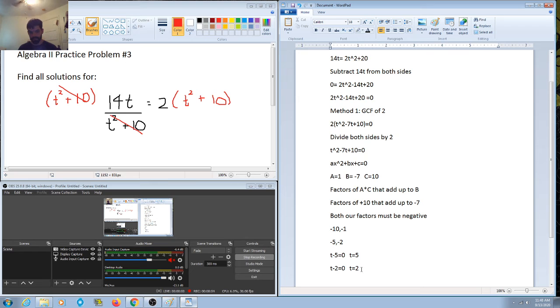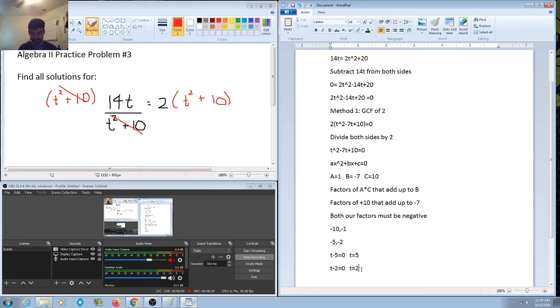Now, there is a way that we can check right now to make sure that that works. So when we do our other method, we can verify that those are the roots we're looking for. We have 14t over t squared plus 10 is equal to 2 was our original equation. Let's go ahead and plug in those values just to make sure it works. 14 times, let's substitute in 5 first. So 14 times 5 is 70.